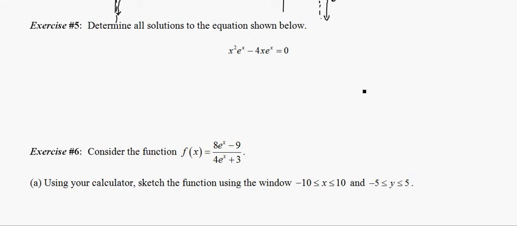So, exercise number 5 asks us to determine all solutions to this really ugly looking equation. What I'd like you to do is spend a little bit of time and try to solve this equation. Remember your major equation solving techniques, using inverses, using the zero product law, and, well, that's about it. I mean, there are other ones, right? But those are the biggies. So pause the video and see if you can find all the solutions.